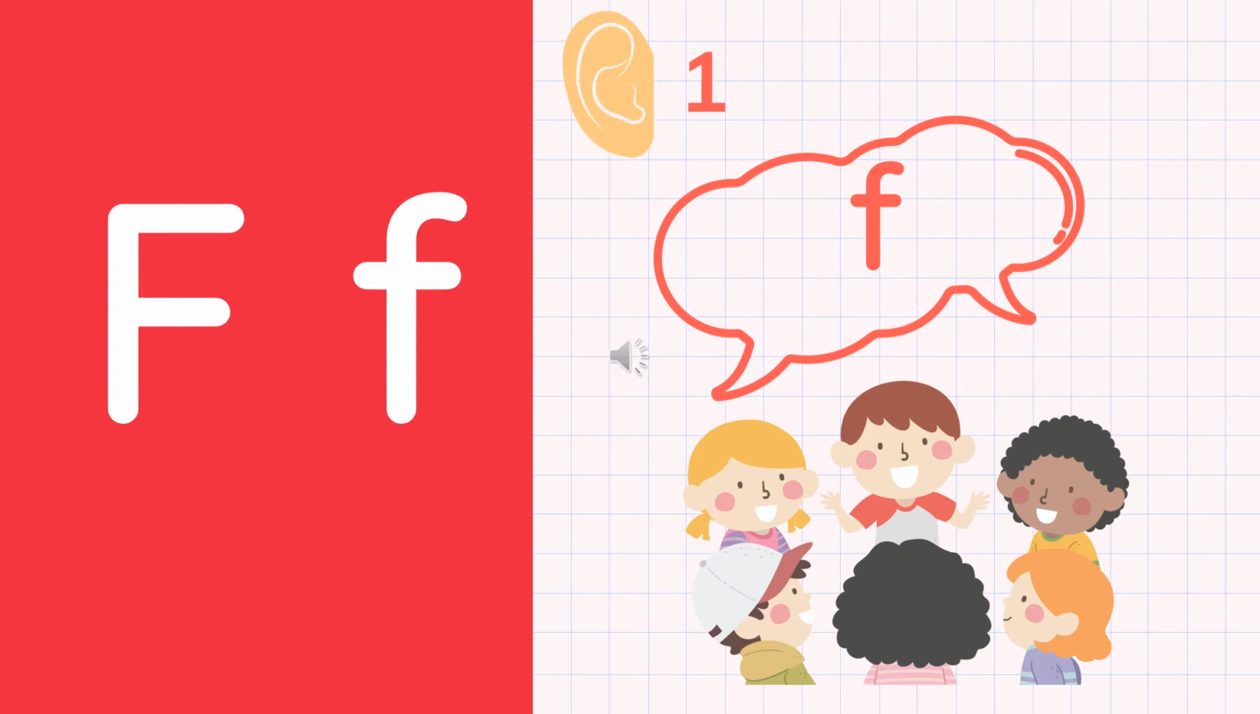This is the letter F. The letter F has one sound. Now, since you can't see my mouth, it's a little hard to tell which sound I'm saying. So I'm going to give you a word that will help you picture how to make the letter F sound yourself. F is the sound that starts frog or funny or free.